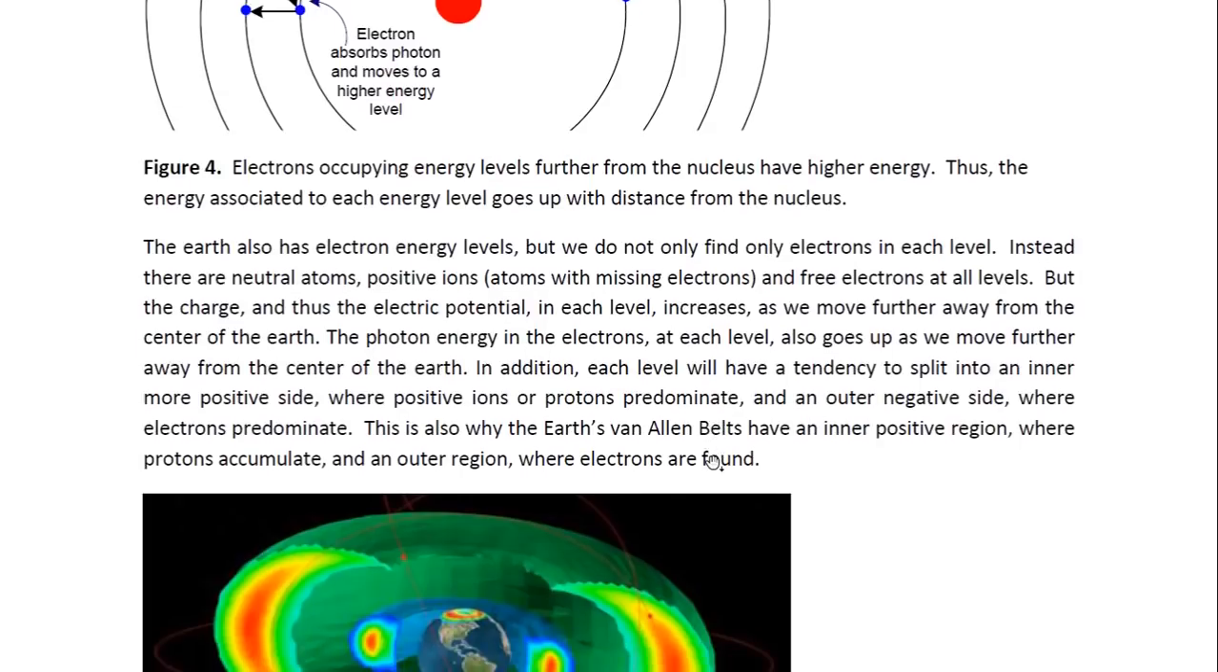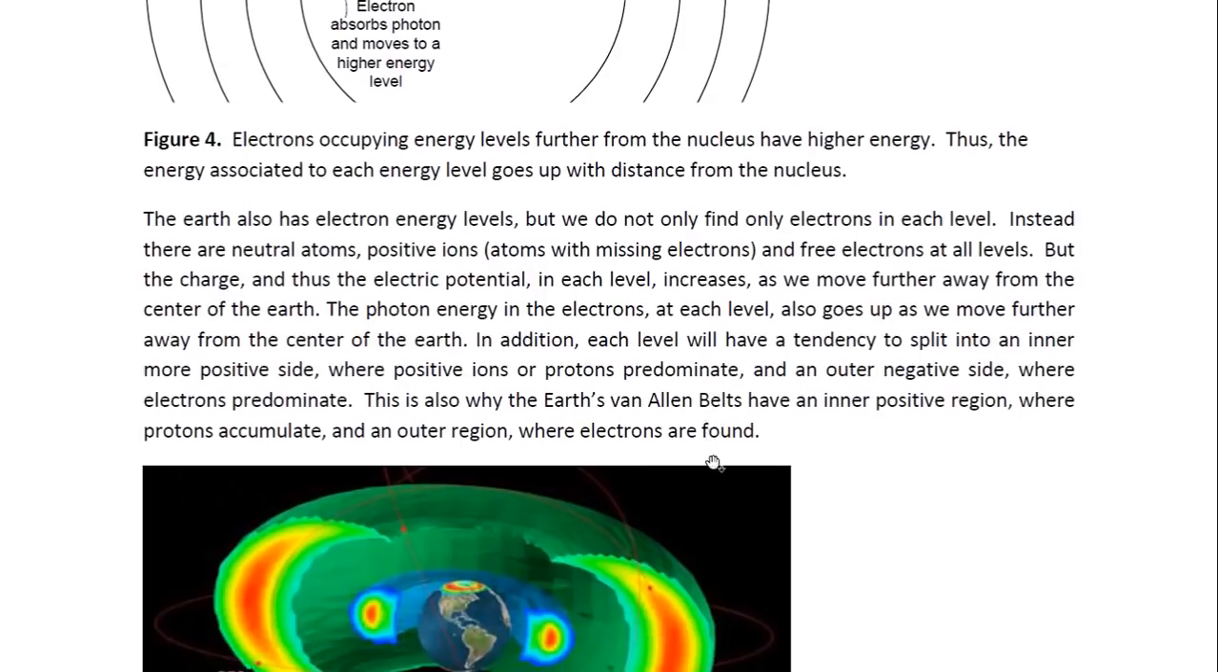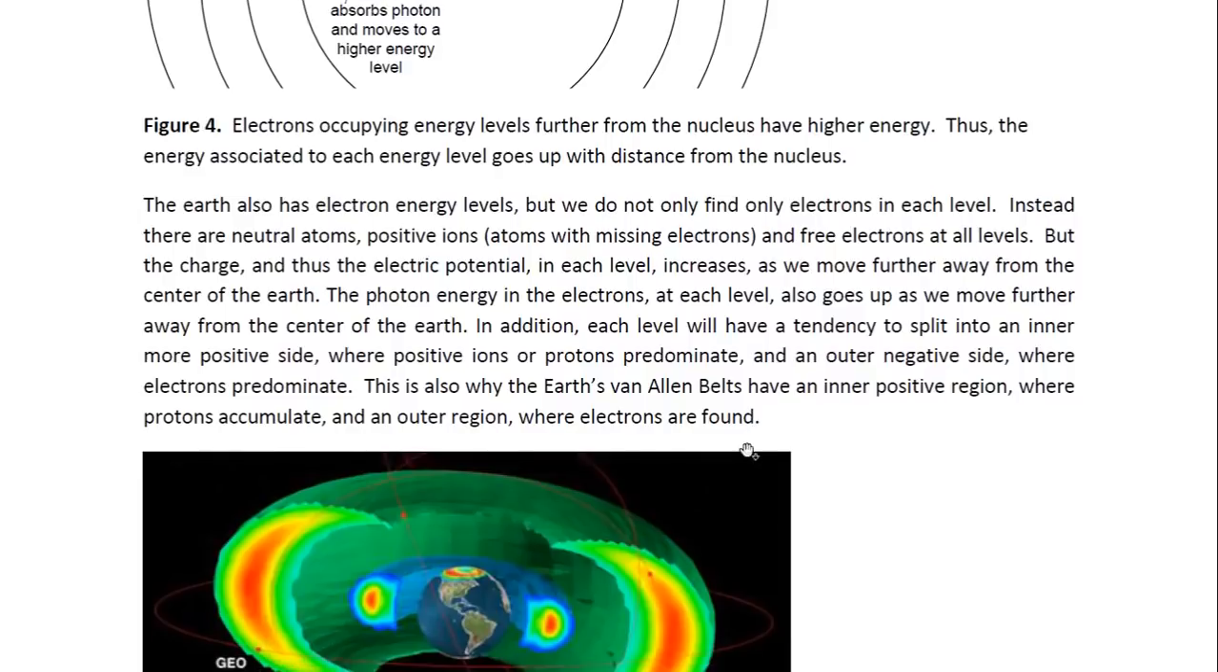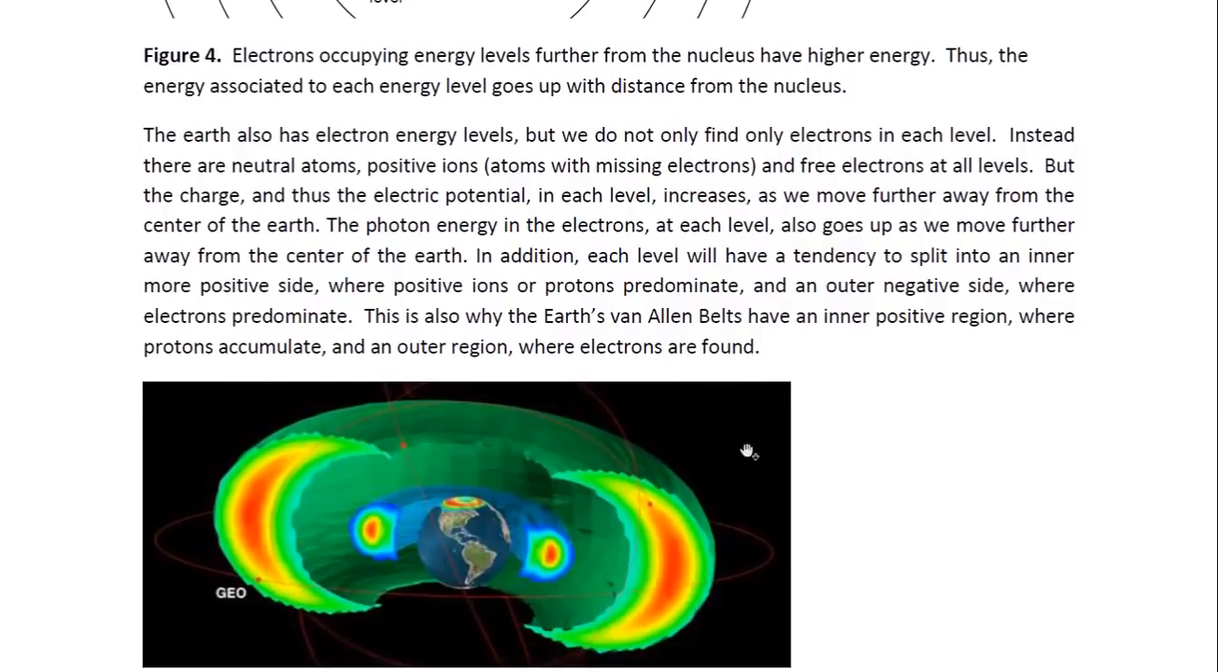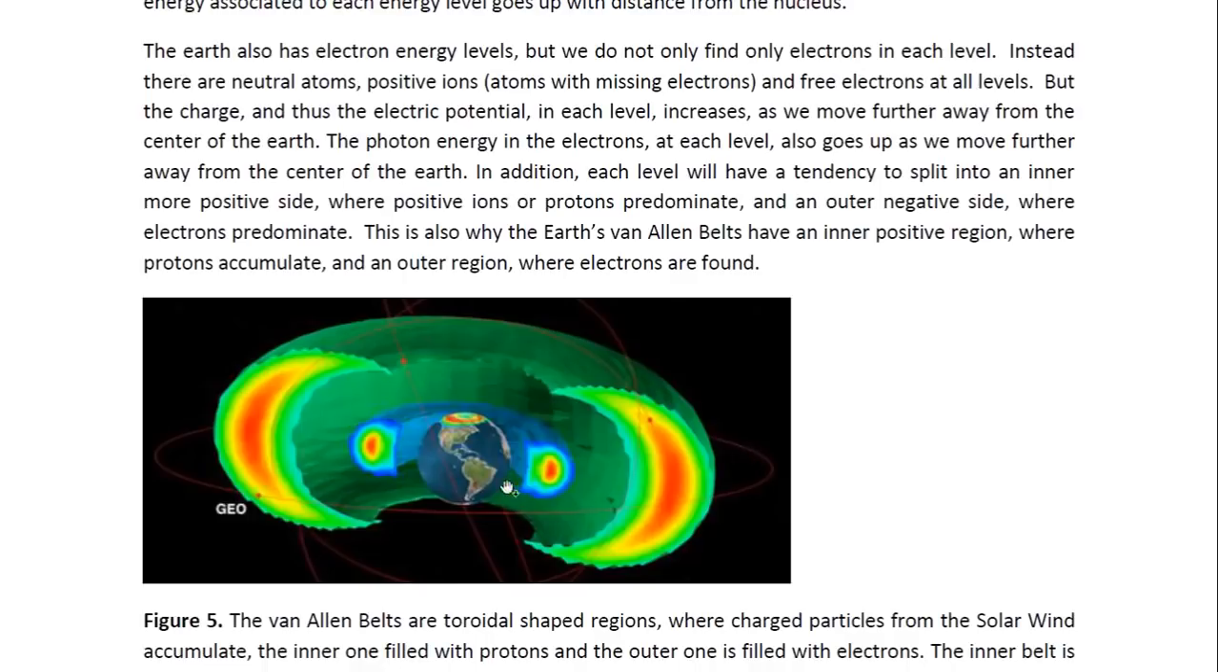In addition, each level will have a tendency to split into an inner, more positive side where positive ions or protons predominate, and an outer negative side where electrons predominate. This is also why the Earth's Van Allen belts have an inner positive region where protons accumulate and an outer region where electrons are found.